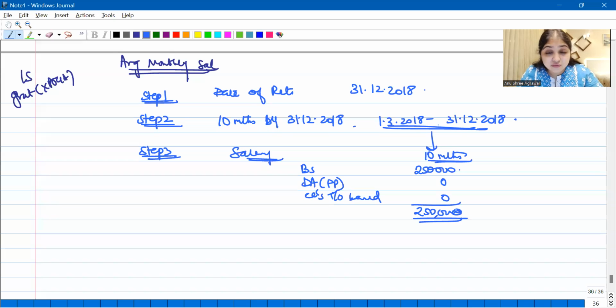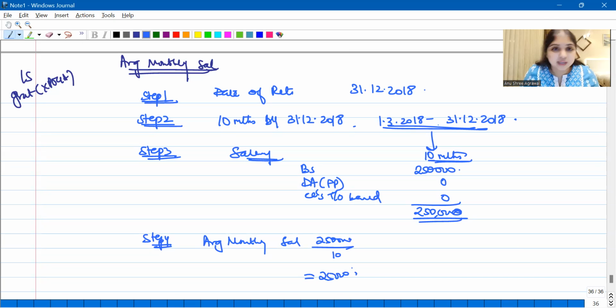So what do we have in front of us? We have the 10-month salary. But what do we need? We need the average monthly salary. So this is 10 months salary. So what is going to be your average monthly salary? This is going to be 25,000.